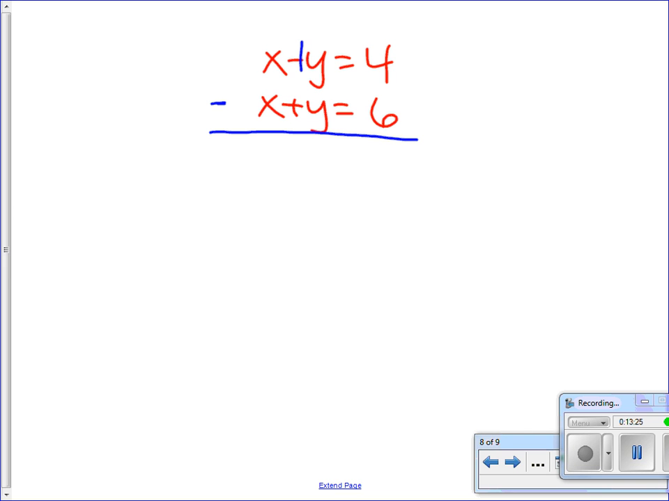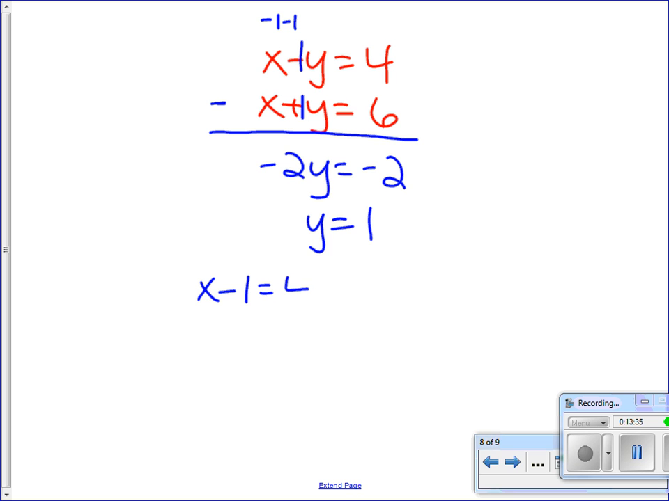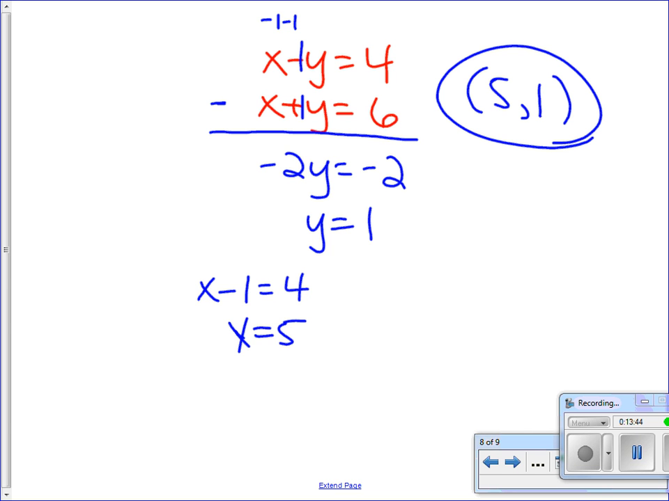Well, careful. This is negative 1 minus 1. That's negative 2y equals negative 2. That means y equals 1. So in my equation, that means x has to equal 5. So in my story, my ordered pair is 5, 1.